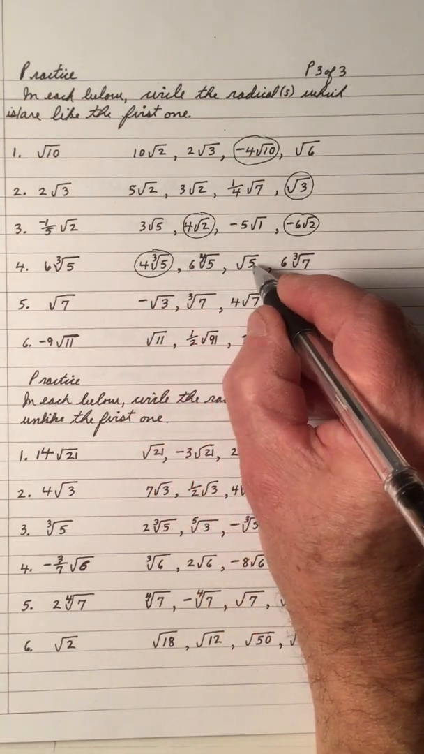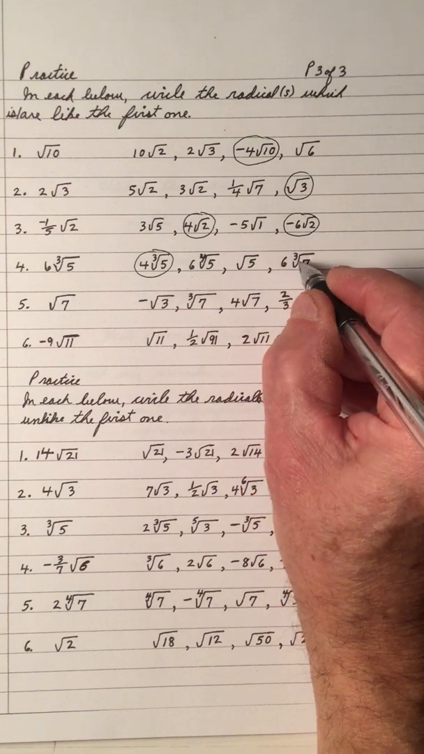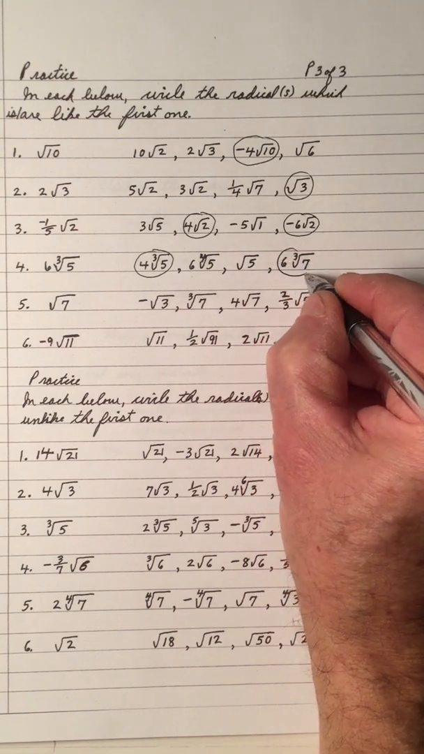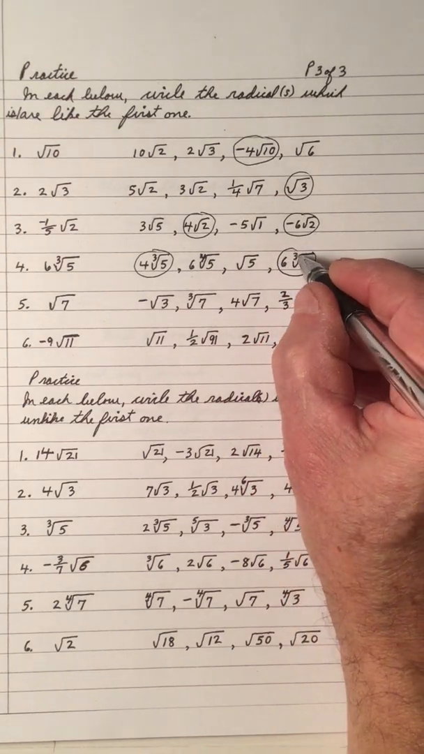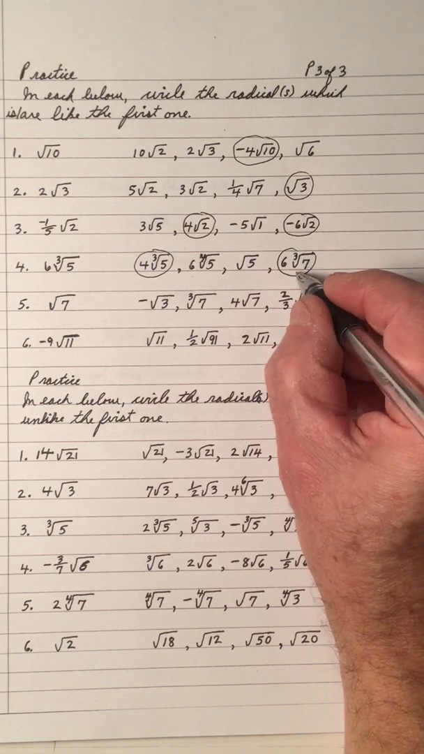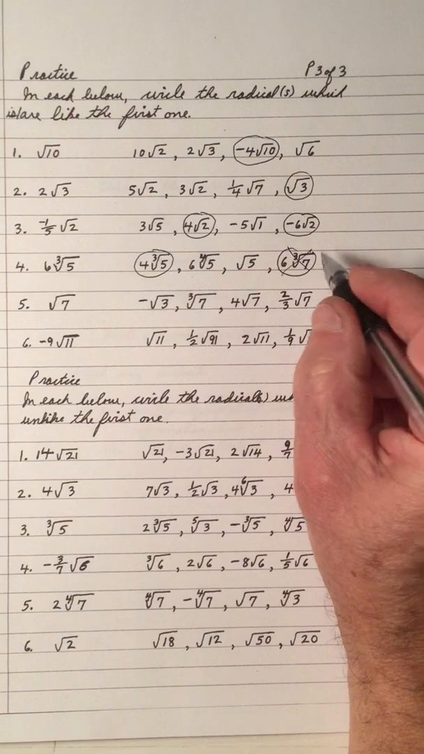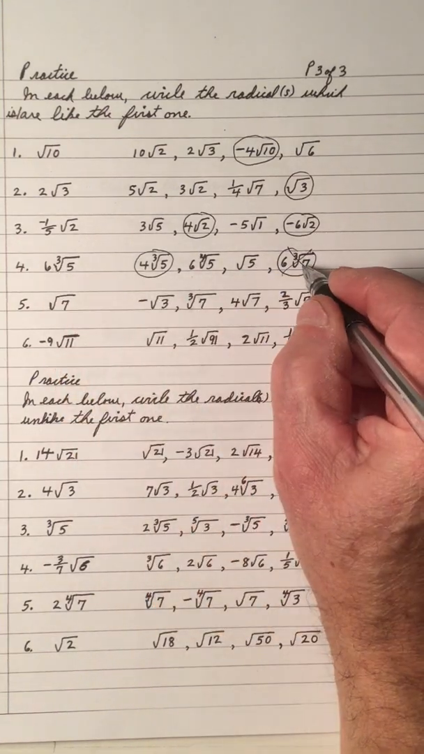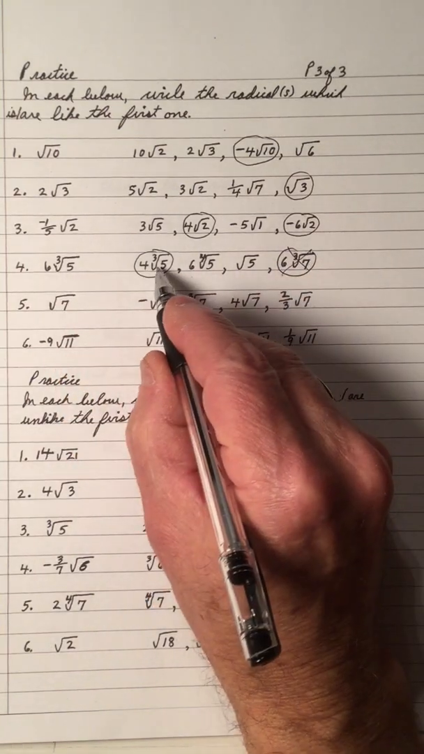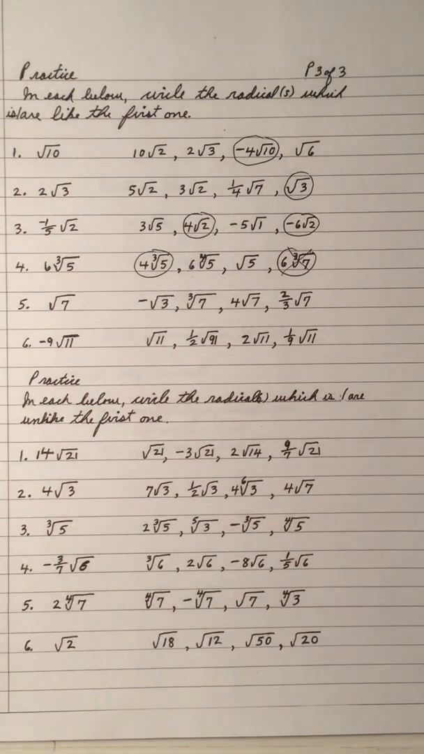4th root, no. Square root, no. Cube root of 7, yes. Oh, sorry, my mistake. It has to be the cube root of 5. So this is not right. It's got a cube root, but the radicand is different. So the only one that's alike is the cube root of 5.